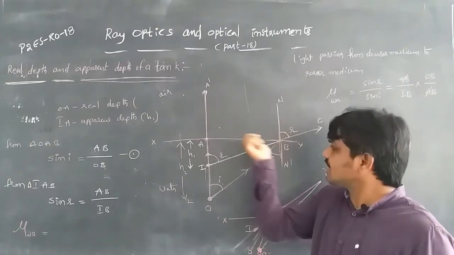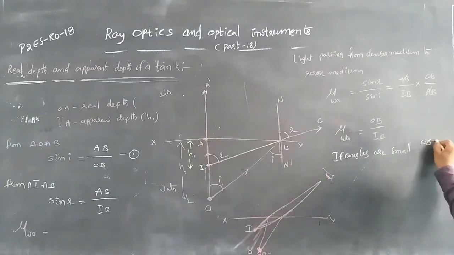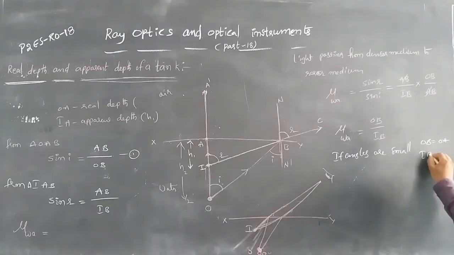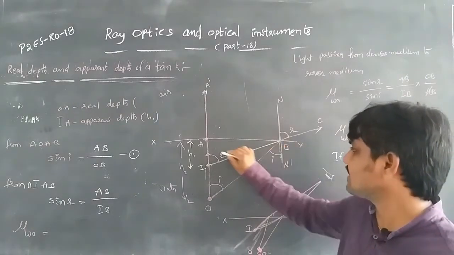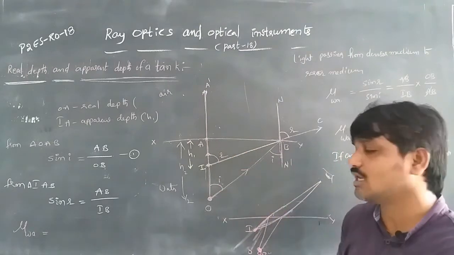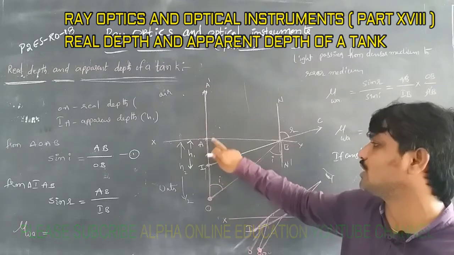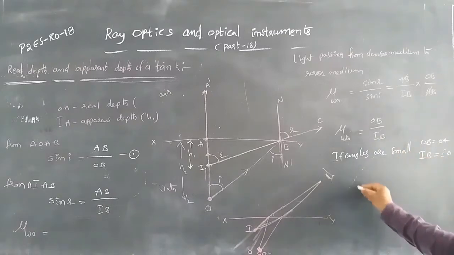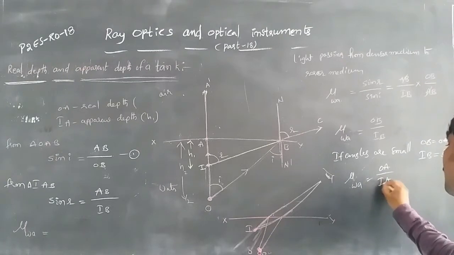If the angles are small, A is nearer to B, then OB is equal to OA, and at the same time IB is equal to IA. Since the incident and refracted angles are very small, point B will be near point A, so the distances OA and OB will be equal. That's why we write OB equal to OA and IB equal to IA. If we write like this, mu is equal to OA by IA.